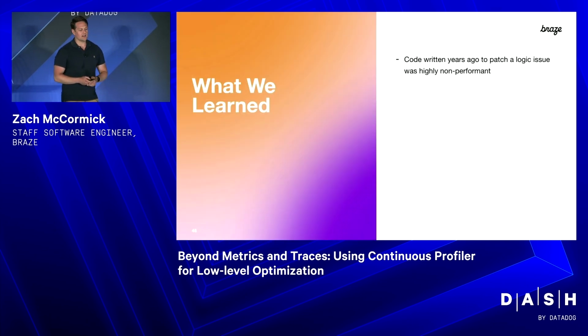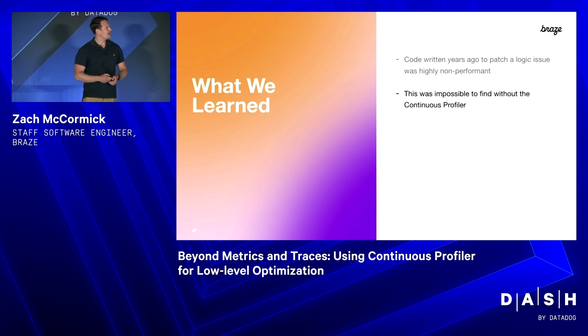So what we learned: code written years ago to patch a logic issue turned out to be highly non-performant, something that at the time, without the profiler, we had no idea. So we wrote it, it seemed to work fine, and we moved on with our lives. This was impossible to find without the continuous profiler.